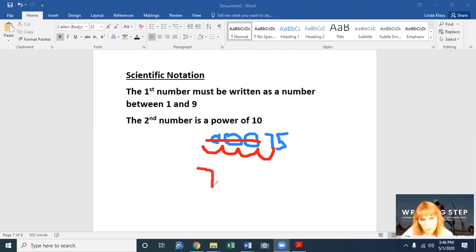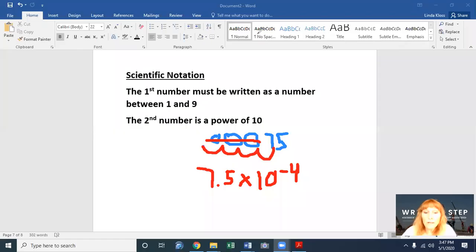So now my answer is 7.5 times 10 to the, let's count how many spaces we moved our decimal. 1, 2, 3, 4. 10 to the, now be careful. Now it's 10 to the negative 4 because we are having a very small number. So 10 to the negative 4 instead of 10 to the positive 4. Okay?